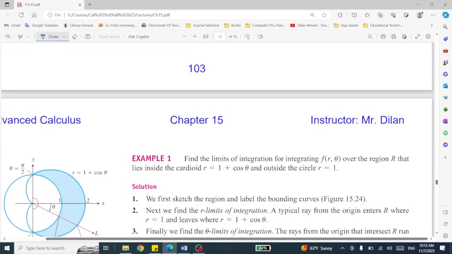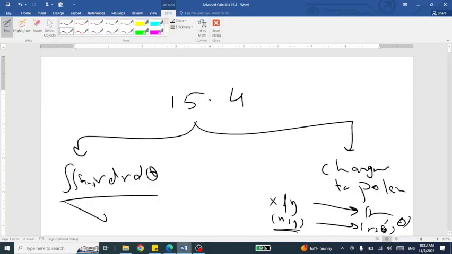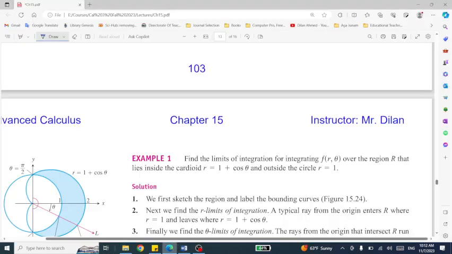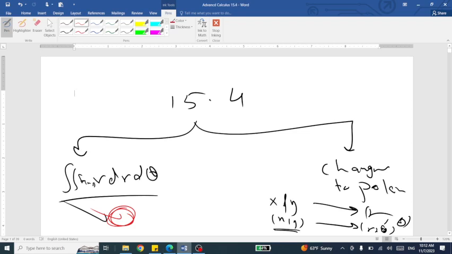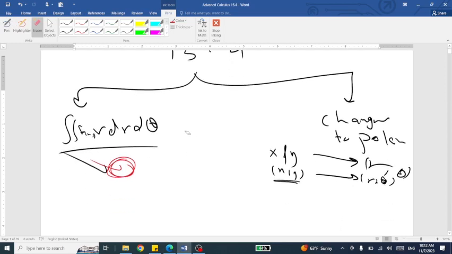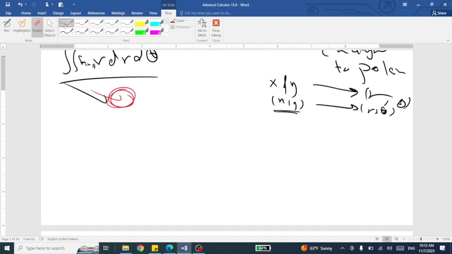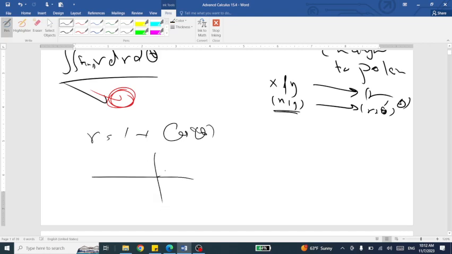We are going to the first example, related to finding the double integral in polar. It says find the limits of integration, just the limits, for the region R that lies inside the cardioid and the circle. If you remember the cardioid, we have r equal to 1 plus cosine theta, which gives you a cardioid like that, and the circle.